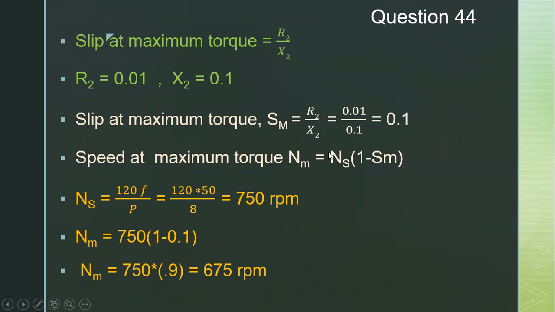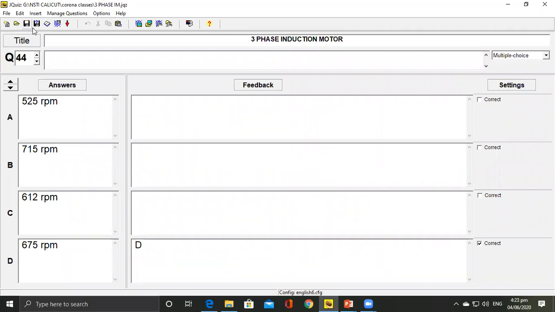Then you have to find Ns. Ns is the standard equation 120 f by P. So 120 into 50 divided by 8 is equal to 750 RPM. So speed at maximum torque Nm will be equal to 750 into 1 minus 0.1, that is 750 into 0.9, which is 675 RPM. So you have to understand that the slip at maximum torque is R2 divided by X2, and using this equation you can easily find the answer. The answer is 675 RPM. Option D is our answer.